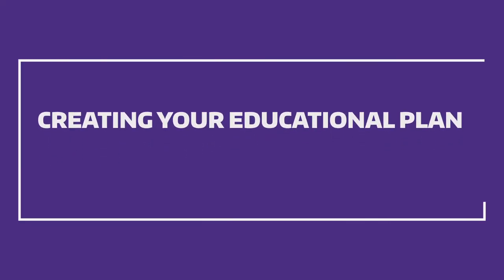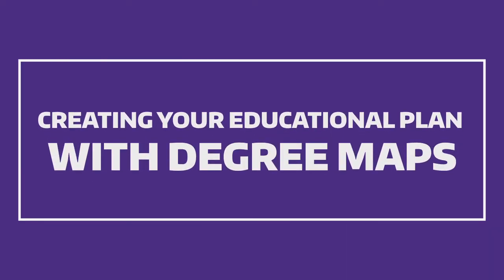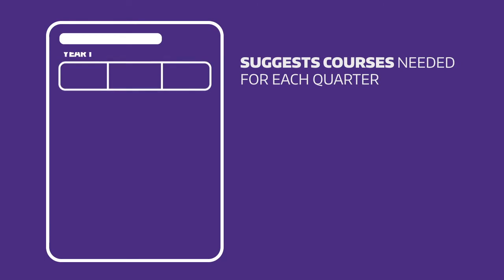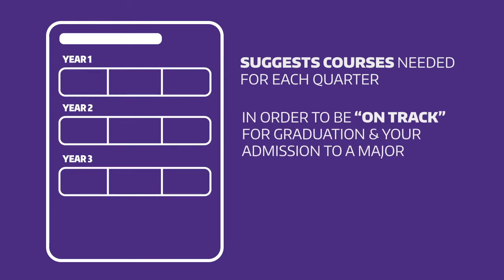Creating your educational plan with degree maps. A degree map, also known as a major map, is a convenient tool for students that suggests courses you need to complete each quarter in order to be on track for graduation and your admission to a major.